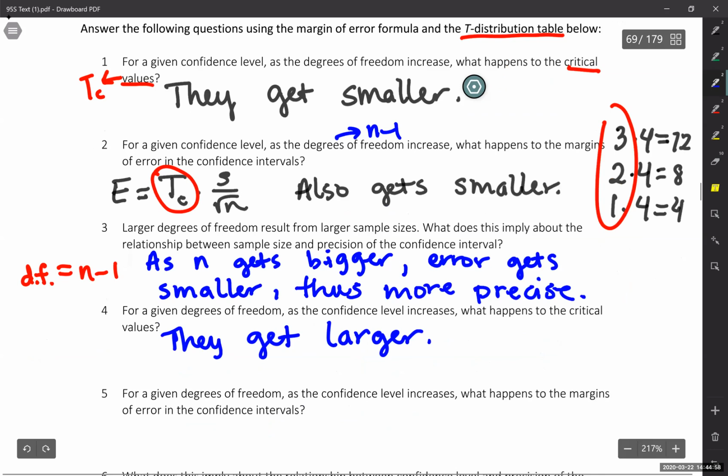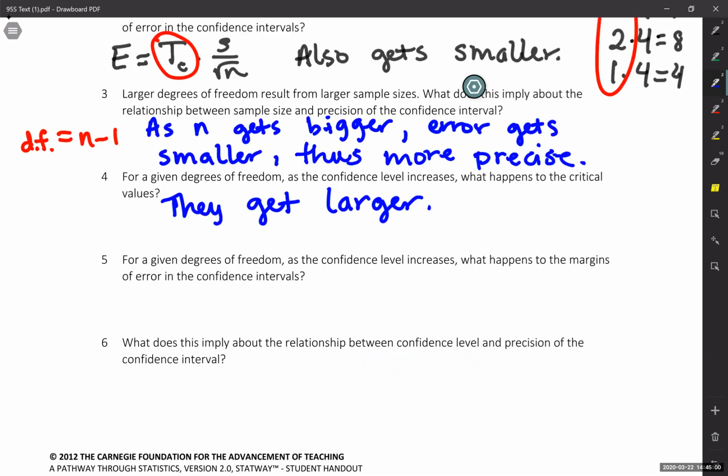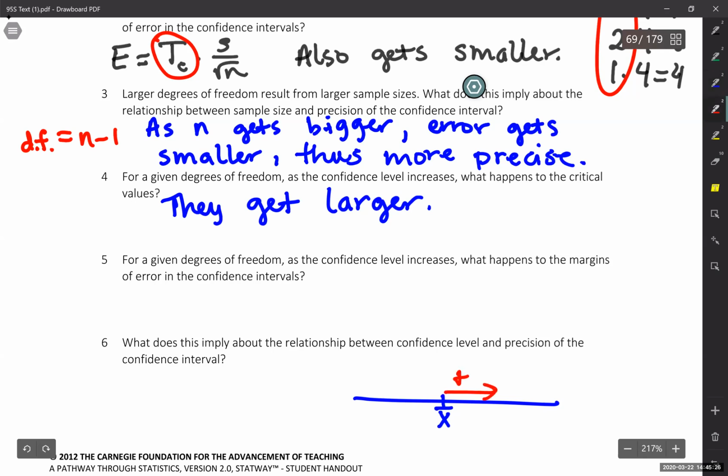For given degrees of freedom, number 5, as the confidence level increases, what happens to the margin of error? Well, the bigger the interval, the farther apart we get, the bigger the error. So let's draw a picture of that. We've talked about this in class that last day that I was teaching. We have X bar in the middle, and we would go plus E and minus E to get to the ends.